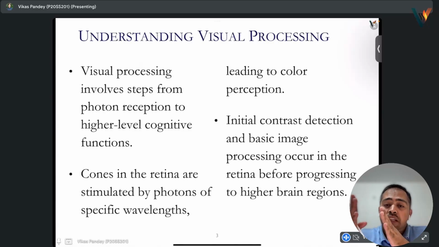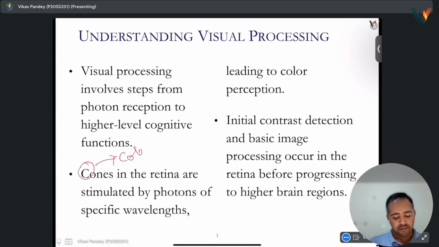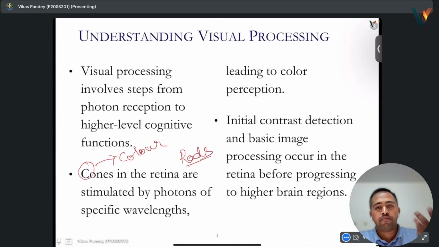Then the initial contrast detection and basic image processing occurs in the retina itself before going towards the brain, and that is done by the rod cells. How I used to remember was cones for color and rods for contrast. Okay, so that will make it easier for you to remember it.